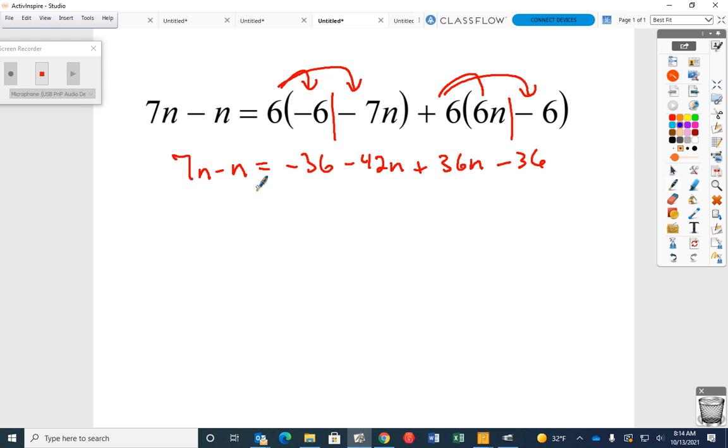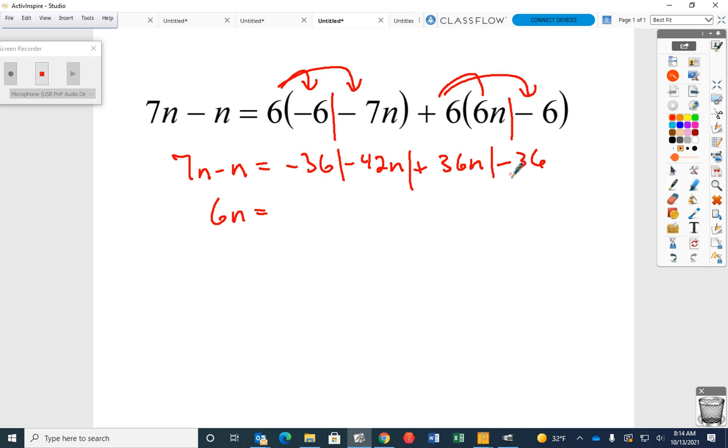Let's just go from left to right. Can I combine 7n minus n? What does that give me? 7n and a negative n. It's just basically like saying 6n, okay? So now I have 6n. Can I combine, let's see here. Can I combine negative 36 with this? With this?